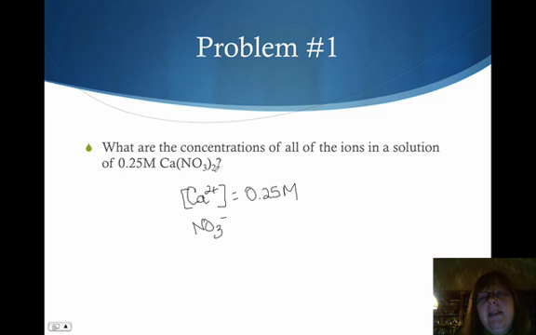There are twice as many nitrates as there are calciums. So what do you think? Common sense, your chemistry sense. We've been in chemistry long enough that you've got some chemistry common sense, I like to call it, and would say, well, the nitrate ions must be 2 times that concentration, and it is. It's 0.25 times the 2, so the nitrate ion concentration is 0.5 molar.